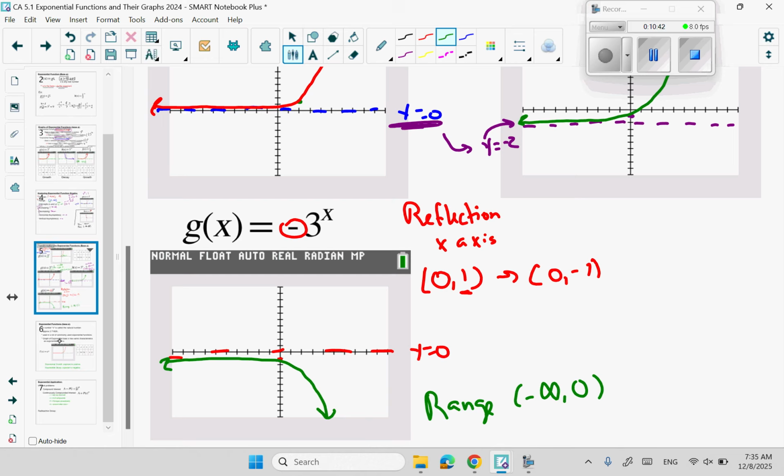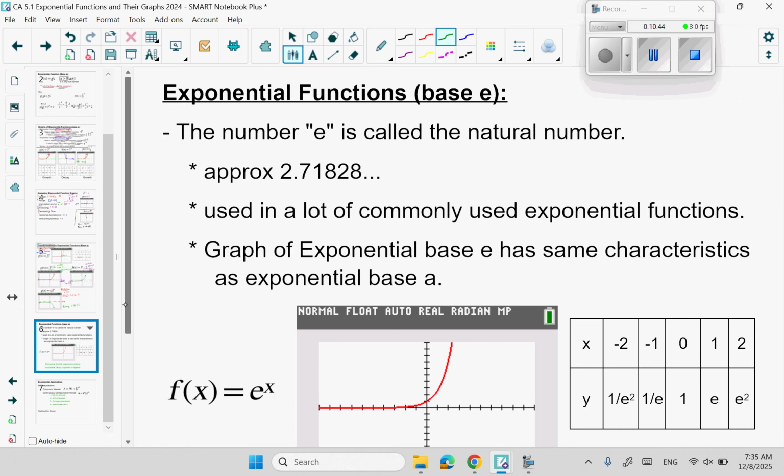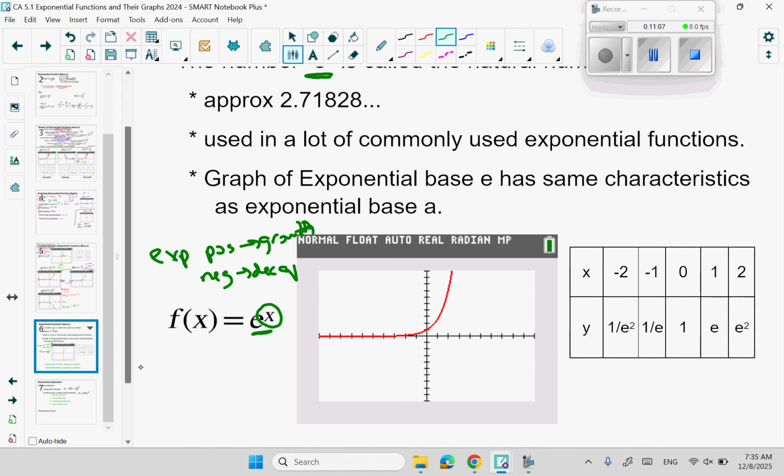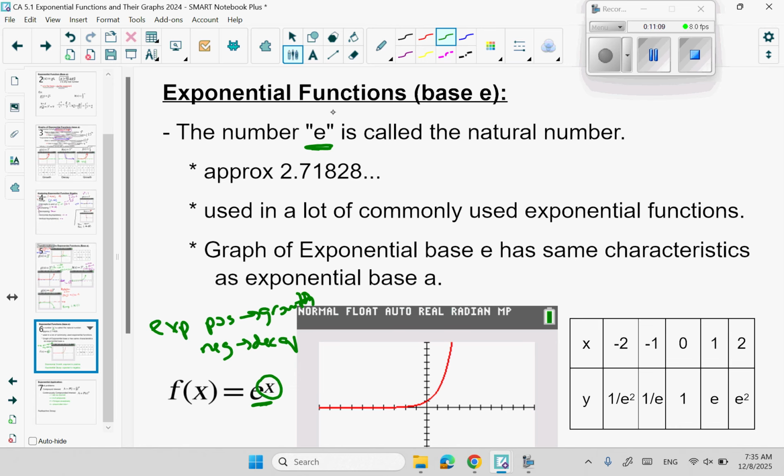Okay. Next. E follows the exact same rules functionally. The big thing is if the exponent is positive, it's growth. If it's negative, it is decay. Everything else functionally is the same thing. E is just a number, and it's actually on our calculator. It is second ln, I believe, on the left-hand side.